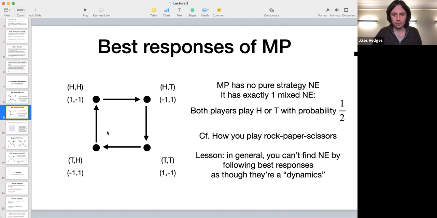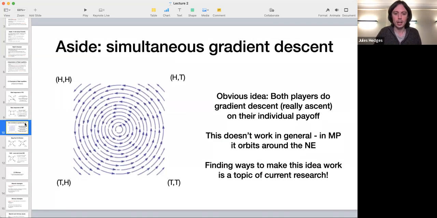Okay, so the lesson here is that following the best responses in general doesn't lead us to a Nash equilibrium, unfortunately. Things are more complicated than that. So you might wonder, a slightly more advanced version of this idea is, can we find Nash equilibria by gradient descent on expected utility? And the answer is no, if you do it naively.